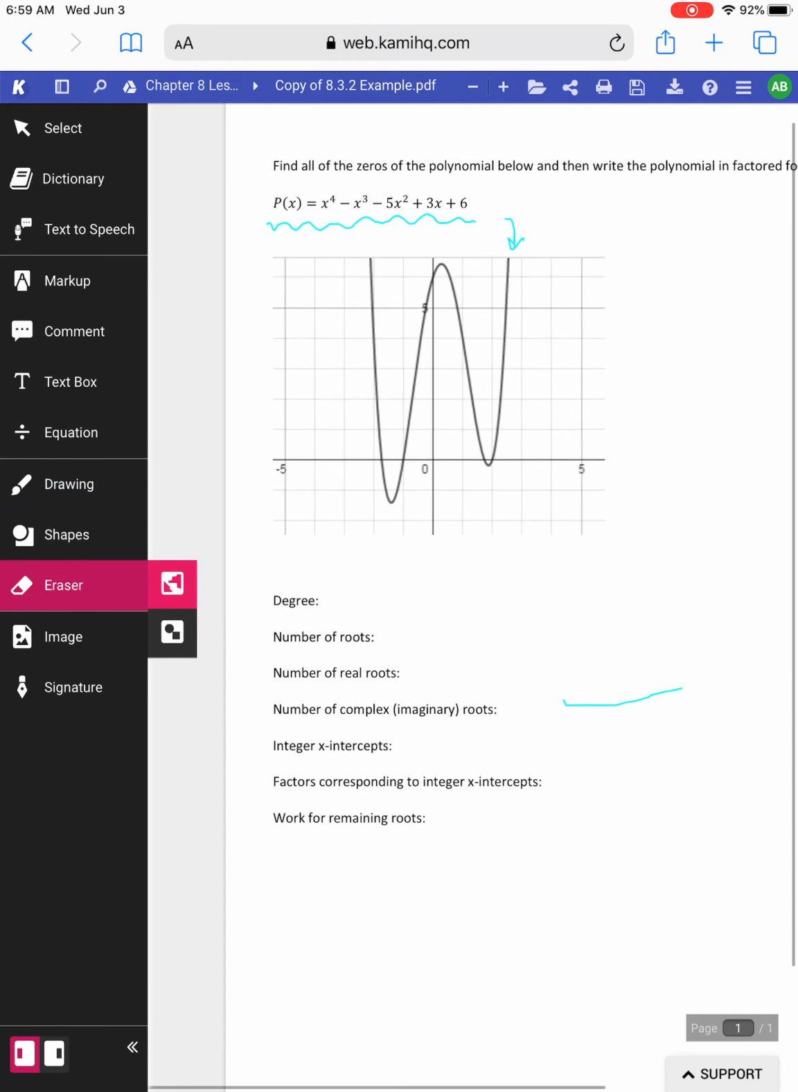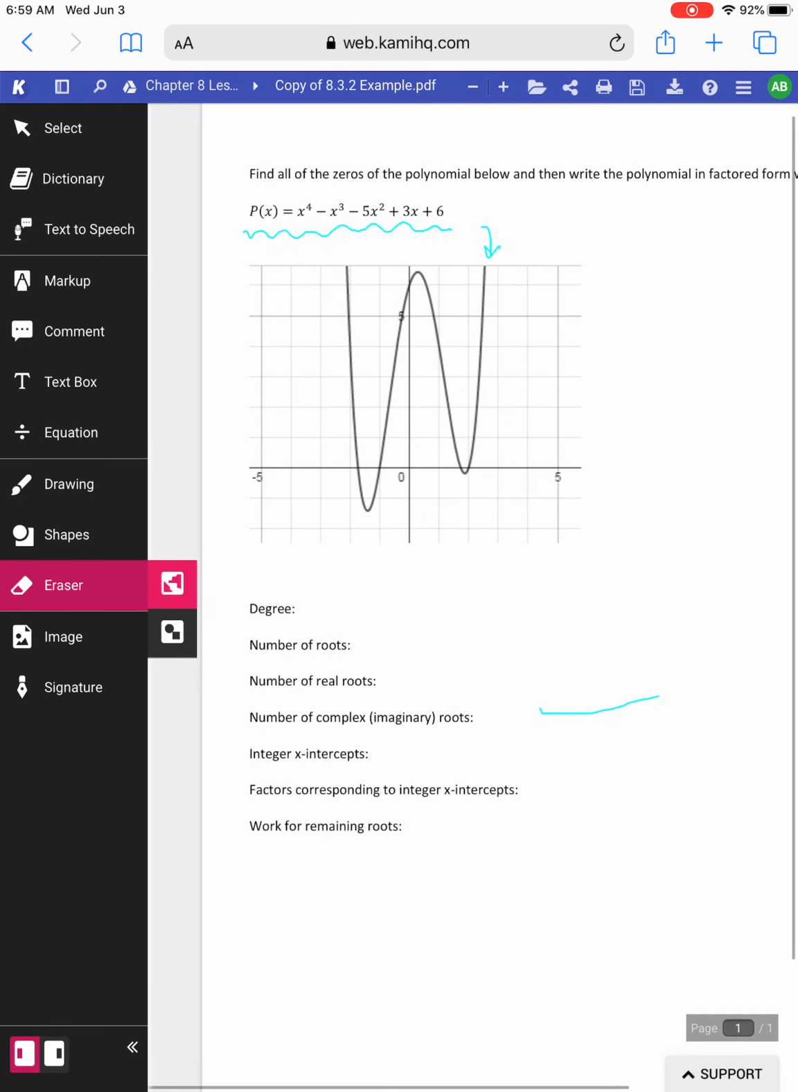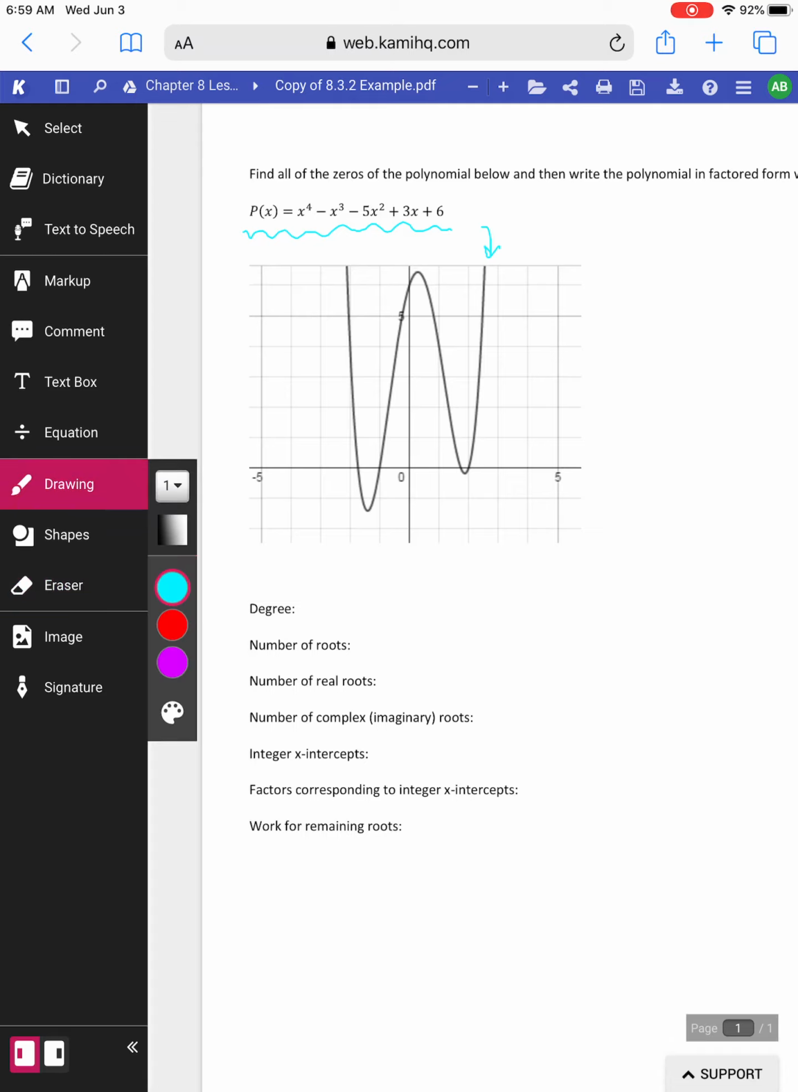So when we are looking at this polynomial expression here, we are going to start by looking at the degree. The degree, again, if you don't remember, is going to be in standard form the highest exponent. So here we have an x to the fourth. So that means that we have a degree 4 polynomial.